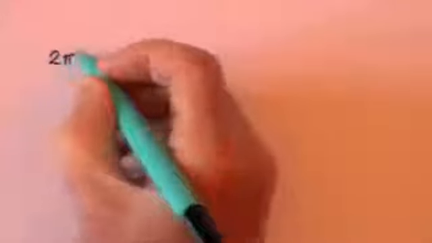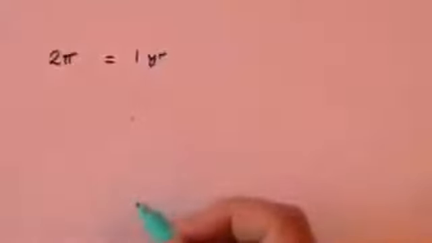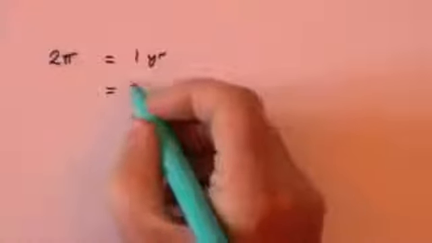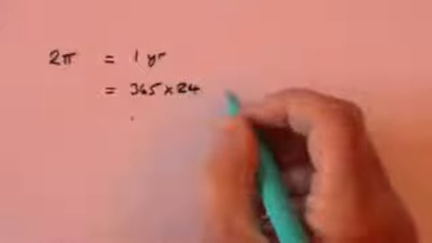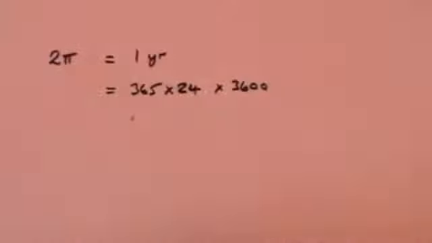Well, we know that it does one complete revolution in a year, and one complete cycle or revolution is 2 pi radians, so the Earth must do 2 pi radians in 1 year. So that is, in a sense, its angular velocity, 2 pi radians per year. But actually this should be expressed in seconds, and 1 year is 365 days times 24 hours in each day times 3,600 seconds in every hour.